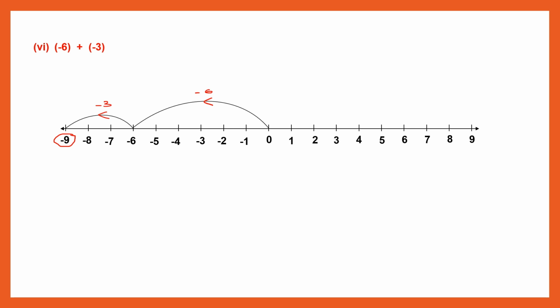So let's write out negative 6 plus negative 3. And we've got the answer on the number line, negative 9. So this is our answer, negative 9. Question 7.